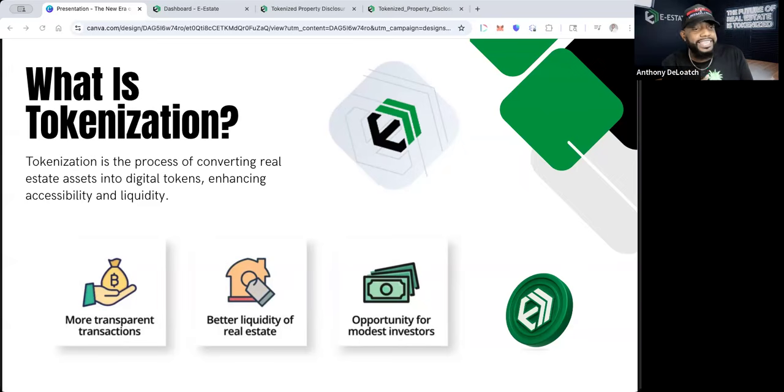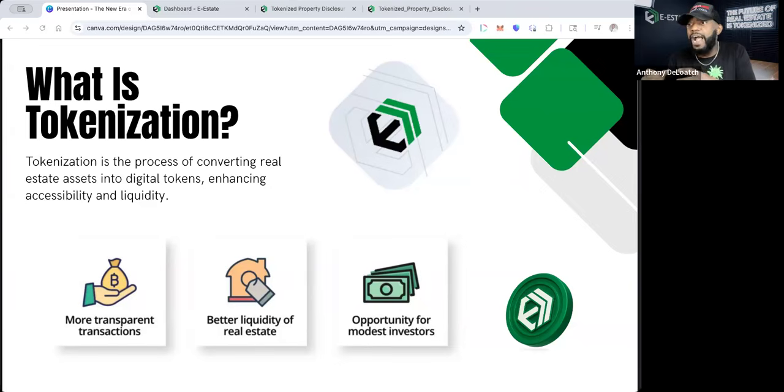Now, the other thing that this does is it opens up opportunities for modest investors. When we say that, we take top tier million-dollar projects. It could be $1 million projects, hundreds of thousands, even sometimes 8-figure and 9-figure projects, and break them down into small increments so that the average everyday person can get their share and their piece of the pie.